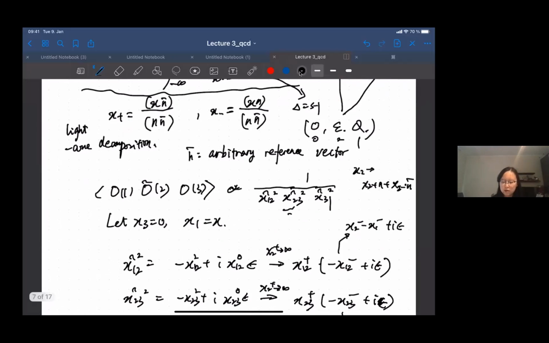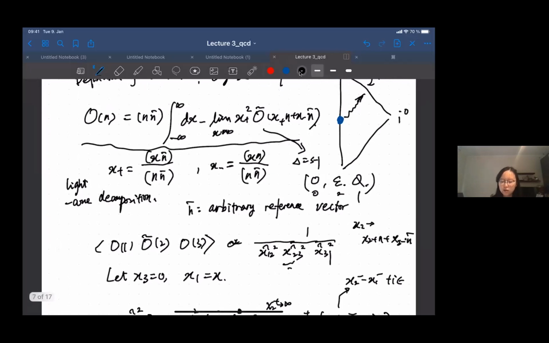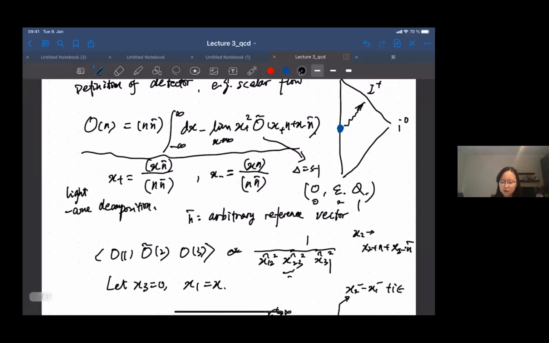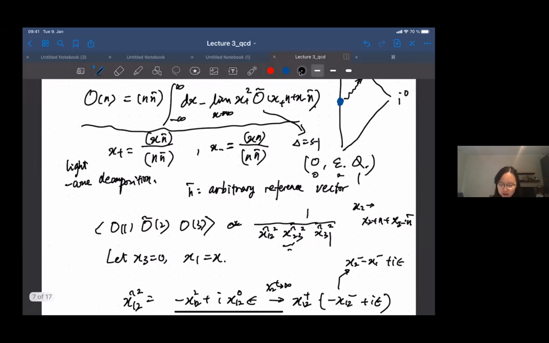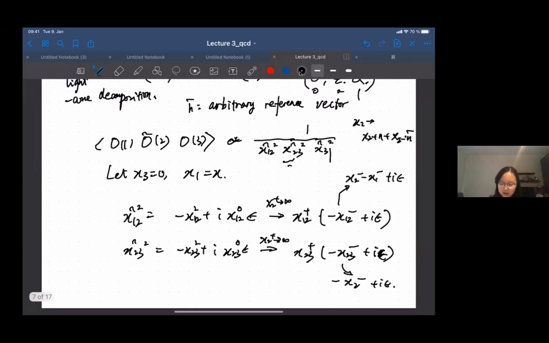where n bar is an auxiliary vector which is not collinear with n, and n is the angular direction of the detector with respect to the collision point. This is a null vector, and so is the n bar vector. After doing the light cone decomposition, we set this x plus, the advanced time, to infinity.